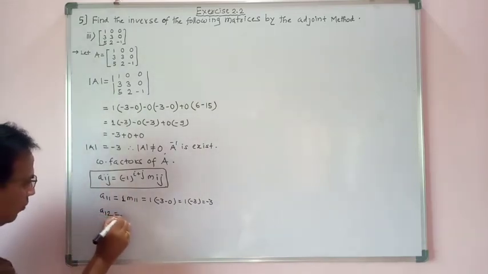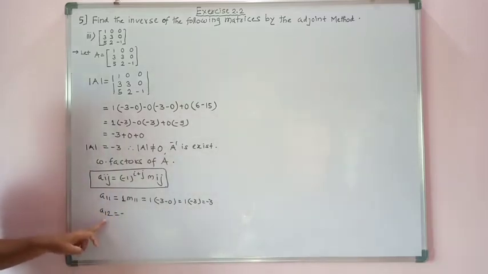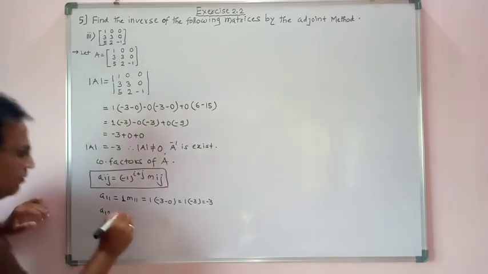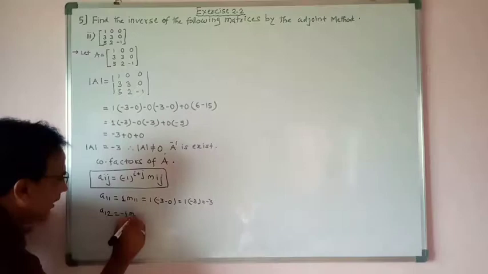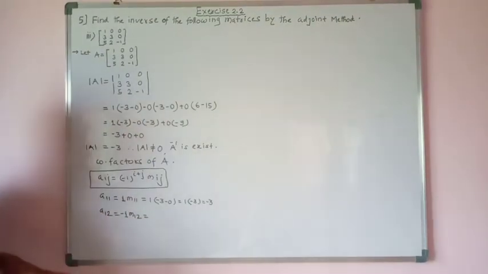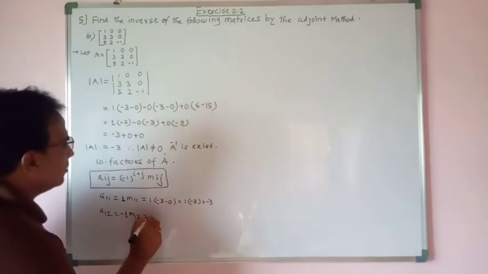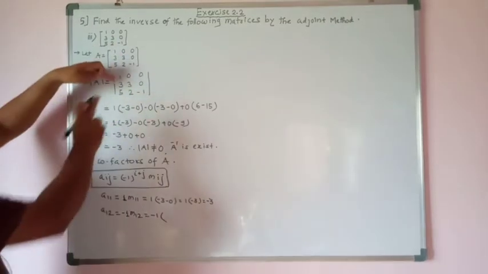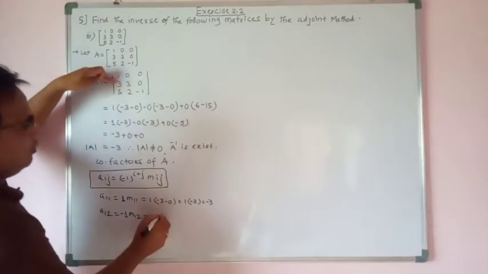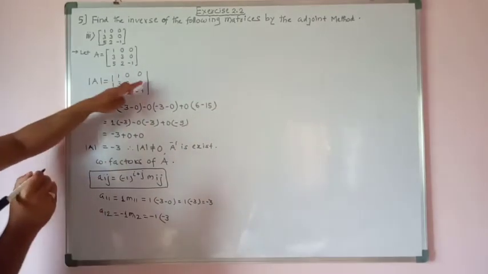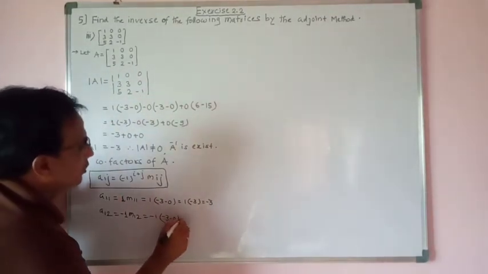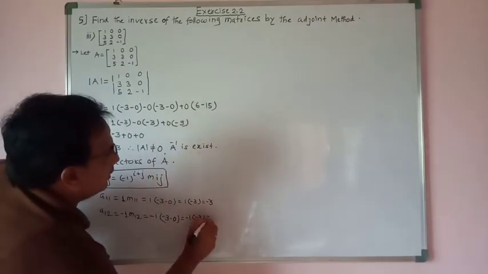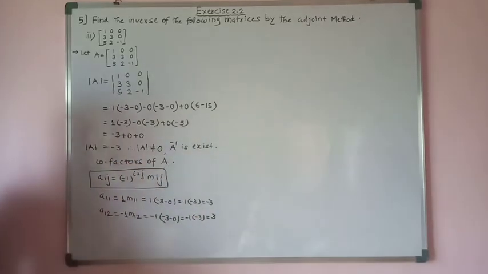Second is A12. 1 plus 2 is 3, an odd number. We use minus 1 into M12. M12 means leaving off the first row and second column: 3 into minus 1 minus 3 into 0 is 0, so minus 3 minus 0. Therefore, minus 1 into minus 3 is plus 3.